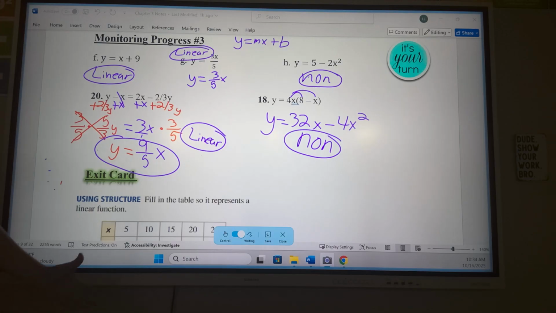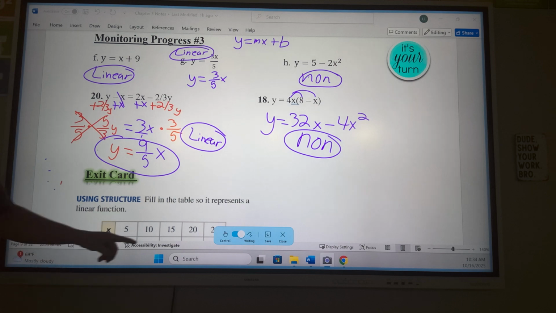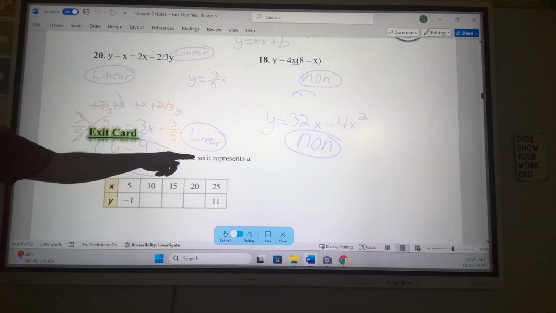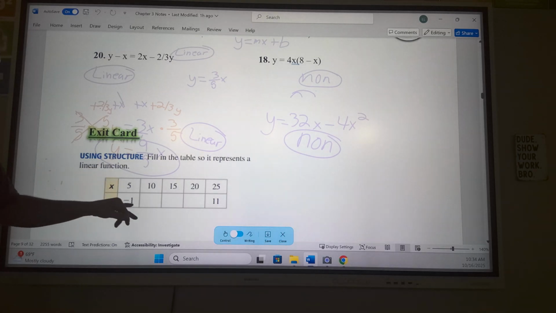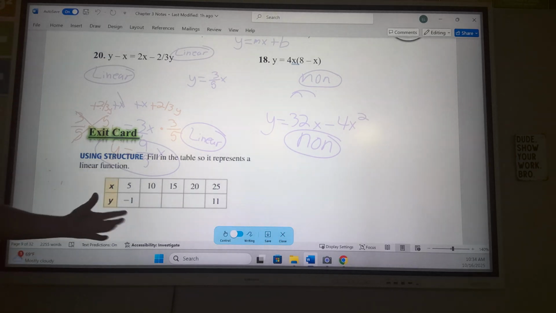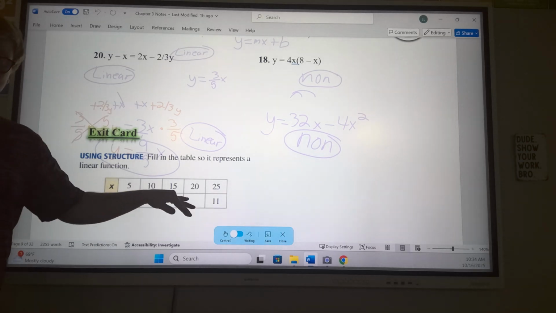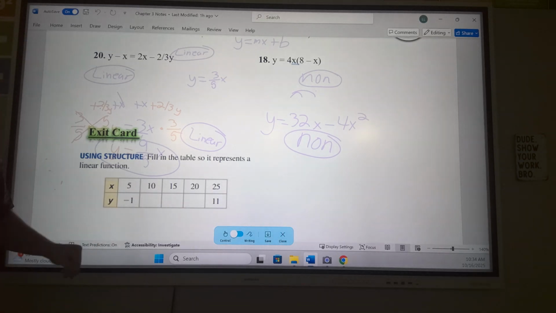If you have any questions, please ask me in class. Try to work on this exit card. Fill the table to represent a linear function. So try to make these all the same to make that a linear function. The hint is going to be, if you go up by 3, you can get to 11. And it's going to still be a linear function.